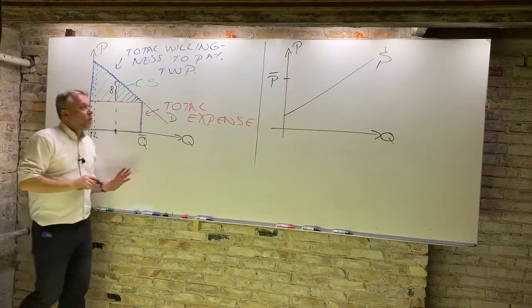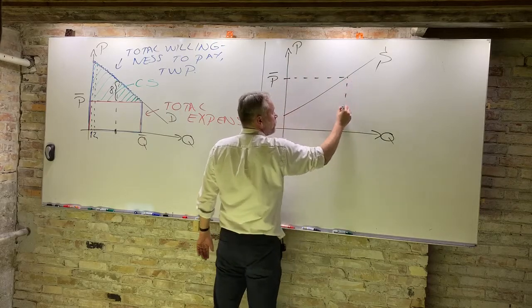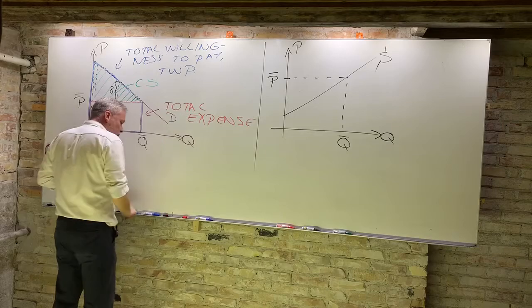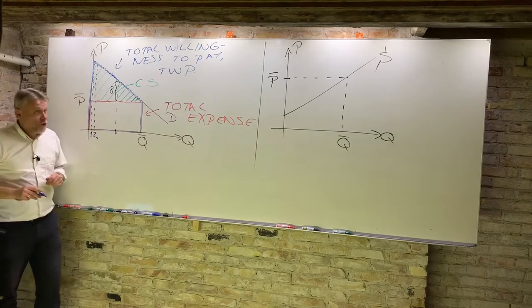Again, the bar is just to make you think of it as a specific one. Then at that price, producers sell a total amount equal to Q bar. Then I would like to know what's producers' total revenue.